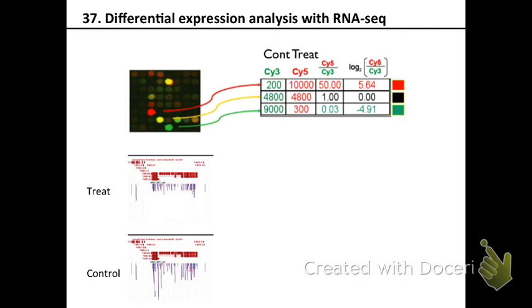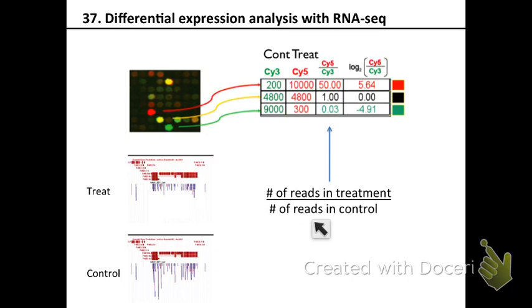And if you have two samples, a treatment and a control sample, you can actually take a ratio of the number of reads in the treatment to the number of reads in the control, and that will essentially give you the same type of differential expression ratio that you get from your microarrays. And everything else we showed, all that clustering, all that analysis, instead of using microarrays, you can use RNA-seq, right? Essentially the same type of analysis.